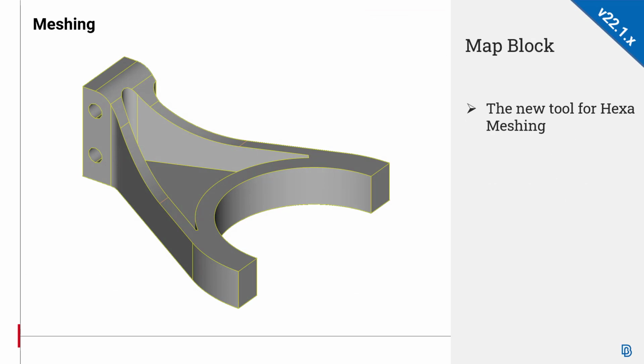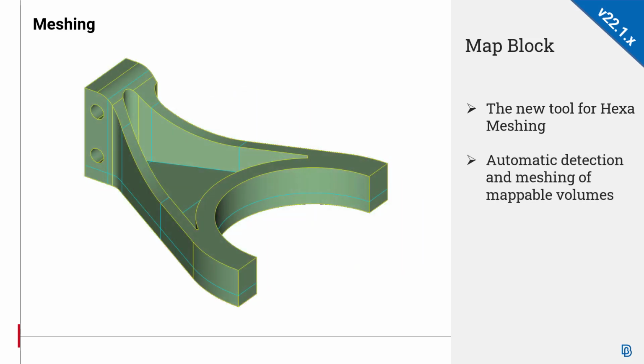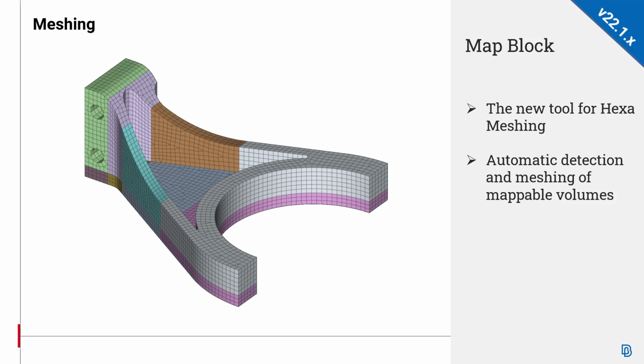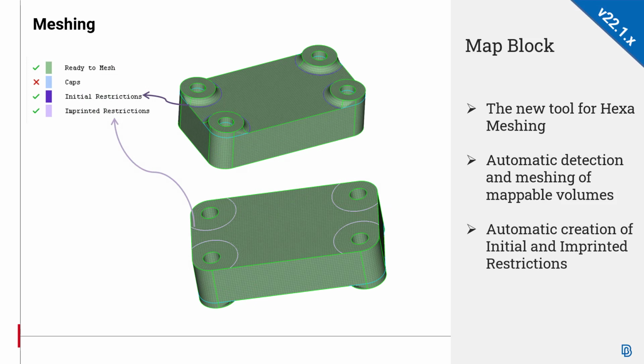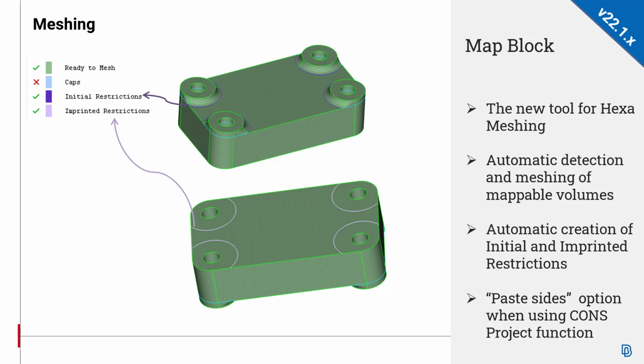The map block tool is another new feature of version 22.0 for Hexa mesh generation. The tool automatically detects and meshes mappable volumes, but also guides the user throughout the decomposition process from one volume to mappable subvolumes. In version 22.1, we improved the tool to be more robust, while also we implemented the automatic creation of initial and imprinted restrictions. Besides that, to enhance productivity during subvolumes creation, we added a new option to the cones projection function for automatic projection and pasting of red cones.